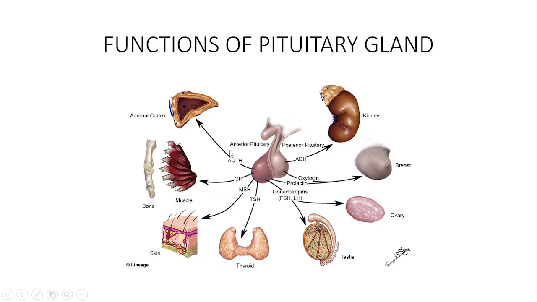Let's talk about adrenocorticotropic hormone, ACTH. It stimulates the adrenal glands to produce, or to release, cortisol. So ACTH, adrenocorticotropic hormone, what does it do? It stimulates the adrenal glands to release cortisol. What does cortisol do? Cortisol regulates the body's stress response.